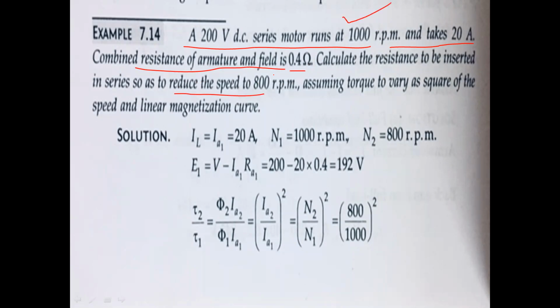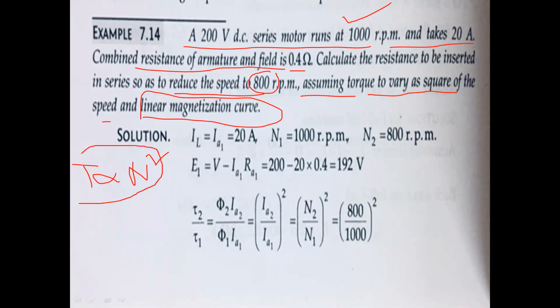Initial speed 1000 RPM, final speed 800 RPM. Assuming torque to vary as the square of the speed, so torque is proportional to speed square. In the last case, torque was proportional to N cube, but here torque is proportional to speed square. Linear magnetization means unsaturated condition. Unsaturated means flux is proportional to armature current in a series motor. So this is the unsaturation condition.